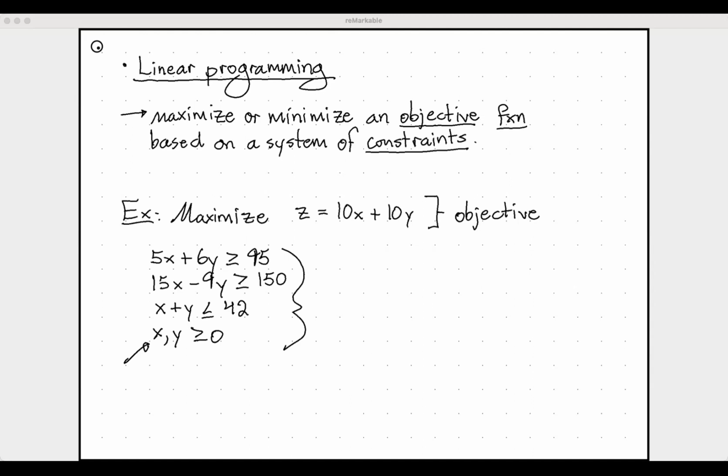So if we're talking about a problem that models something in the physical world, often that would be like distance and weight or something like that, right? And those values can't be negative. So this constraint shows up a lot.